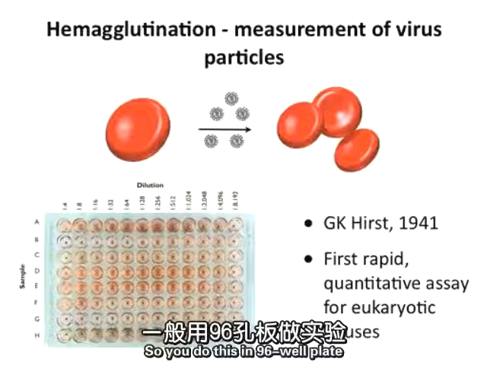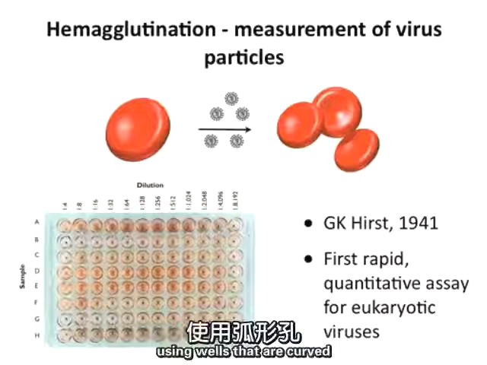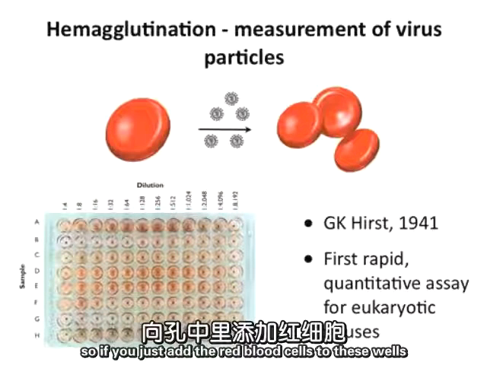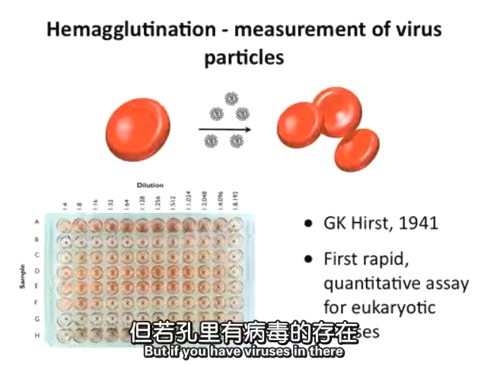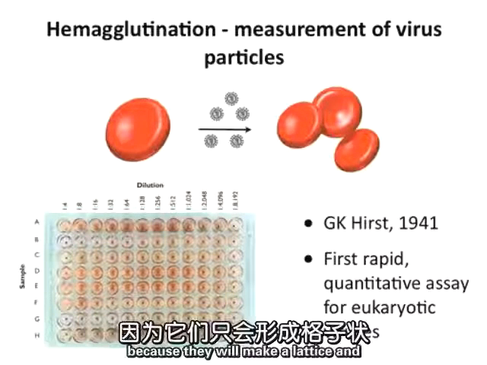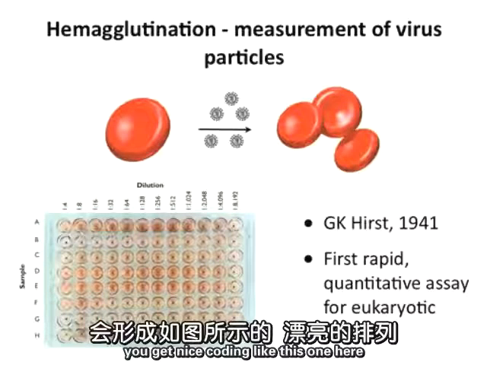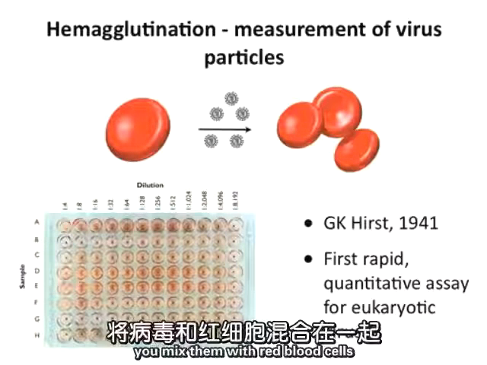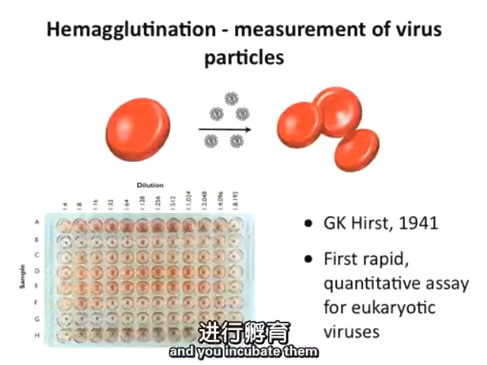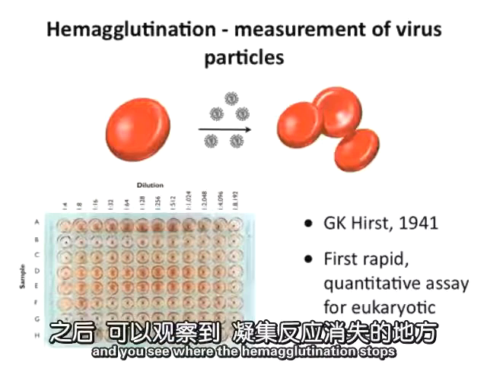So you do this in a 96-well plate using wells that are curved. So if you just added red blood cells to these wells, they'd form a nice button at the bottom in about 20 minutes. But if you have viruses in there, they can't form a button because they make a lattice, and you get nice coating like this one here. So what you do is you make two-fold dilutions of virus, you mix them with red blood cells, and you incubate them, and you see where the hemagglutination stops.